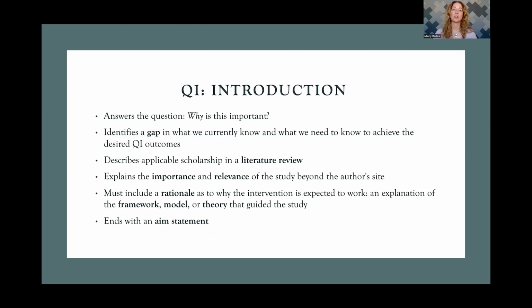So the first section of the QI, and also the first letter in the acronym IMRAD, is the introduction. The introduction is going to answer the question, why is this important? It's going to identify a gap between what we currently know and what we need to know to achieve the desired QI outcomes. It describes applicable scholarship in a literature review, and it explains the importance and relevance of the study beyond the author's site.